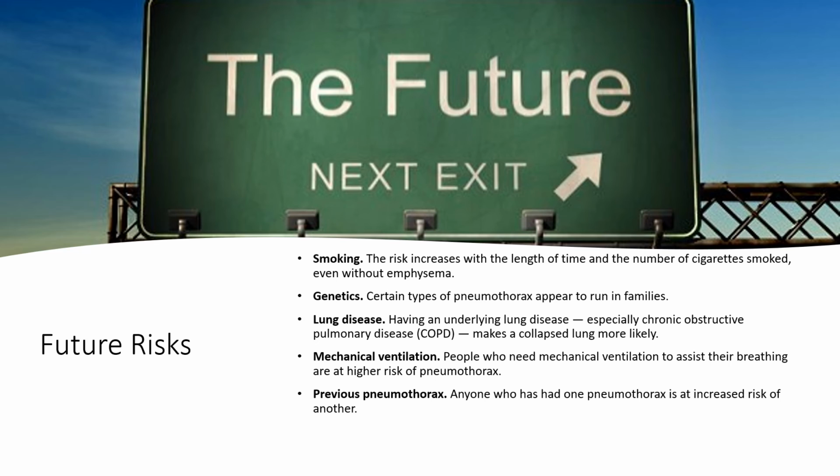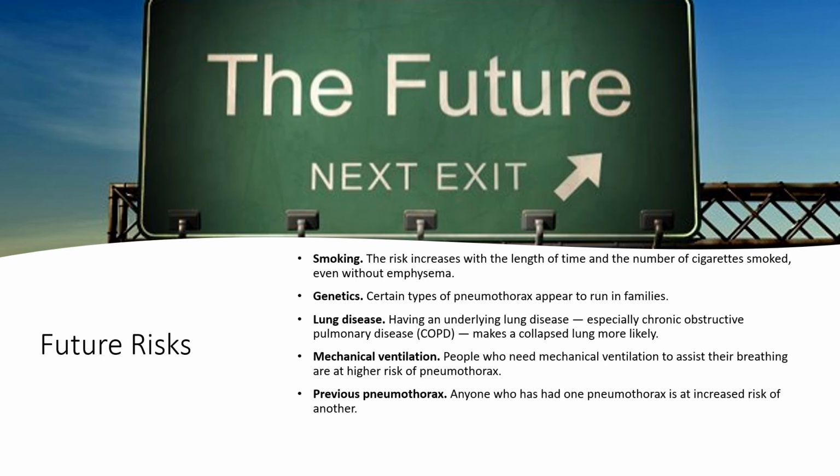Another one is something you can't control, which is genetics. Certain types of pneumothorax appear to run in the family. So if one of your family members has a history of having collapsed lungs, it's likely that you have that gene, and that increases your likelihood of unfortunately getting a collapsed lung. Another way is lung disease. If you have a lung disease, obviously your lungs aren't as strong.